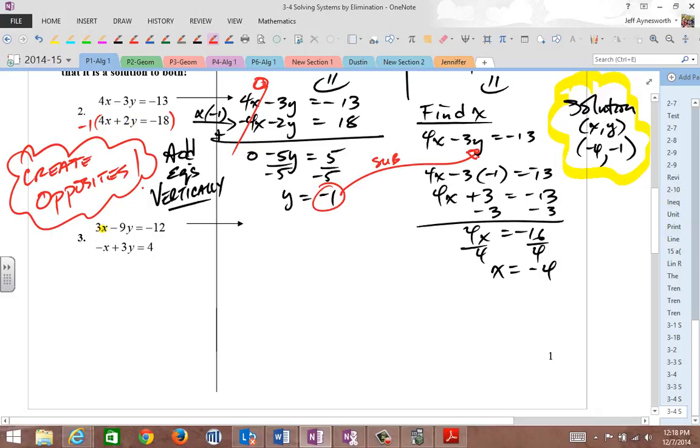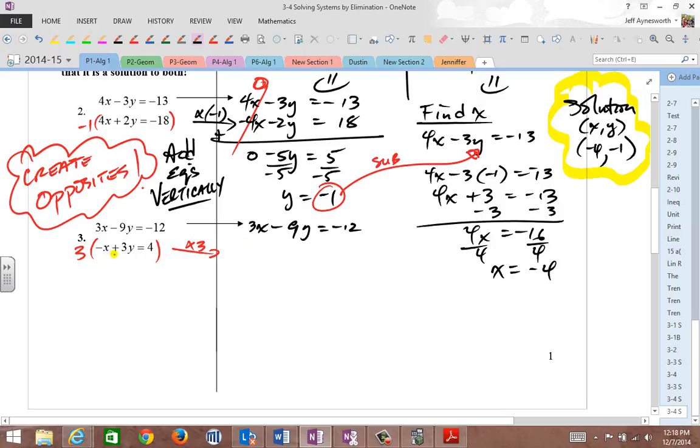Like in this next one here, the opposite of 3x is negative 3x. So if you want to eliminate the x's, you can multiply this one by 3. Same thing with the y values. I see negative 9y here. So if you want to eliminate the y's, I would multiply this second equation by 3 because the opposite of negative 9y is 3y. So let's multiply this one by 3 here. And the first equation I'm just going to bring over. I'm not going to multiply it by anything.